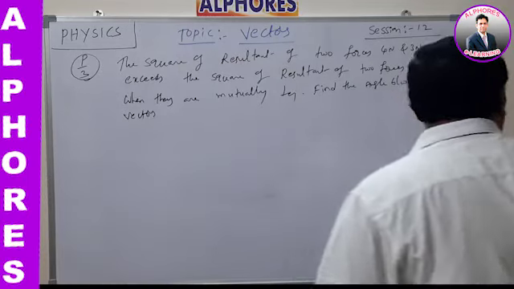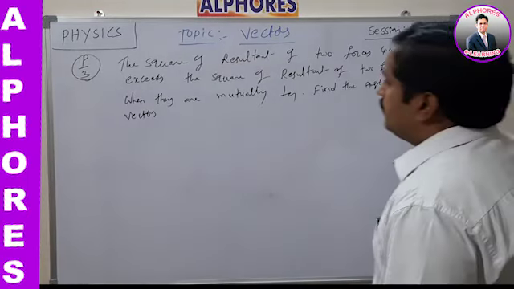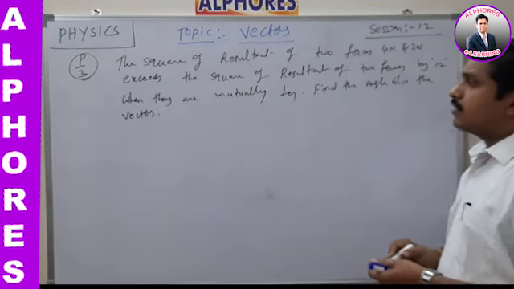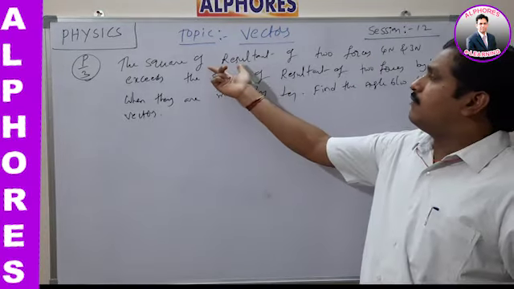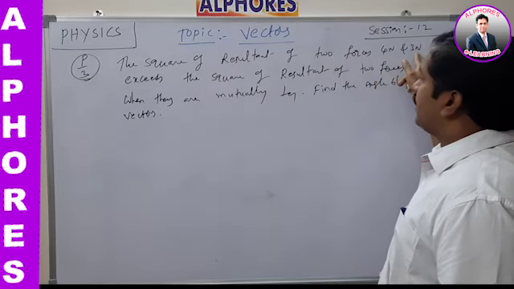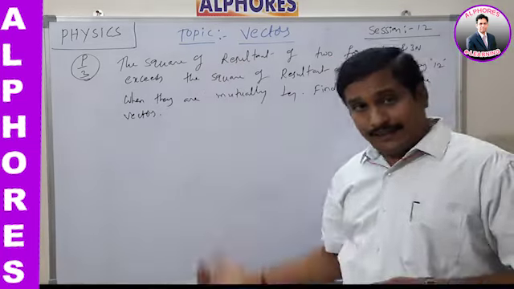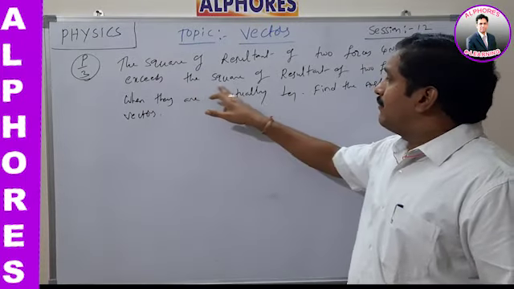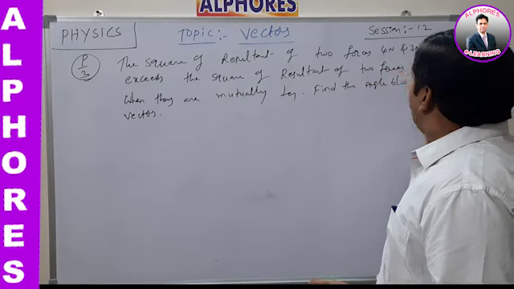Find the angle between the vectors. Now listen carefully. How to solve this question? You just have to think it through. The square of the resultant of two forces, 4 Newton and 3 Newton, exceeds the square of the resultant of two forces by 12.